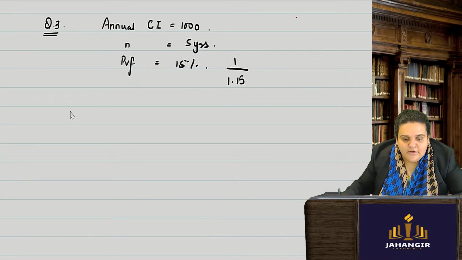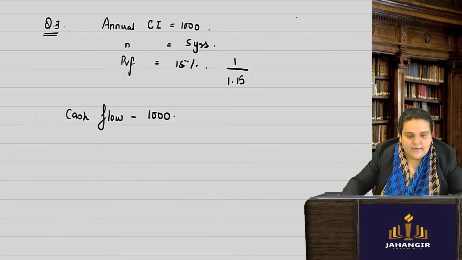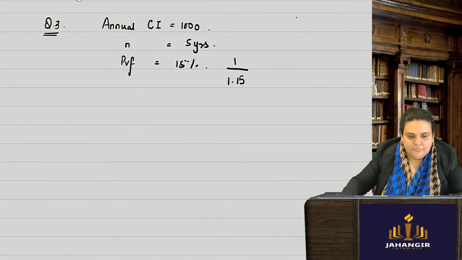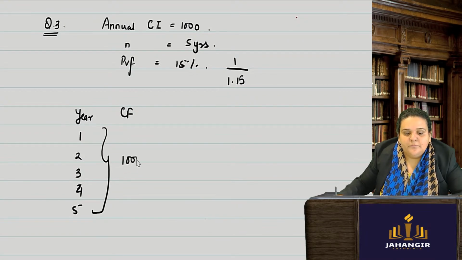Okay. The inflow, the cash flow, is the same, 1000 for all the 5 years. For all the 5 years my cash flow is remaining the same. Cash flow in years 1, 2, 3, 4 and 5, for all the 5 years it is 1000.